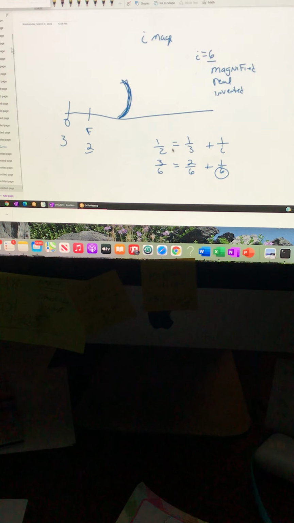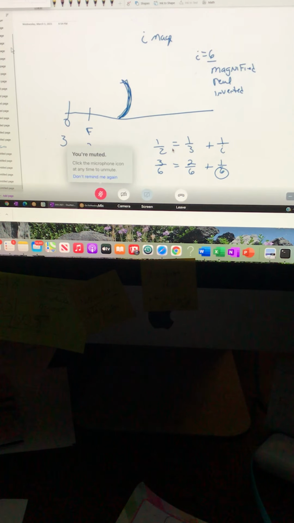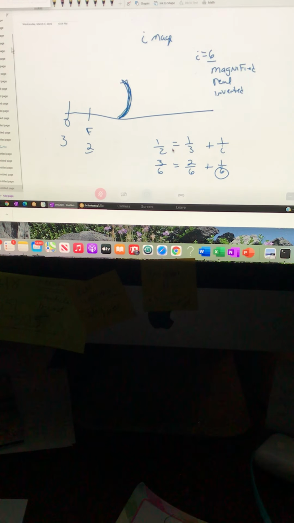Where is it? It's magnified. Where is it going? It's real, and it's going to be way out here. It's going to be this big pumpkin image in front of the mirror, behind O. What does that mean? In front of the mirror, behind O. Yeah, to the left of O. Very good. So there's your image.